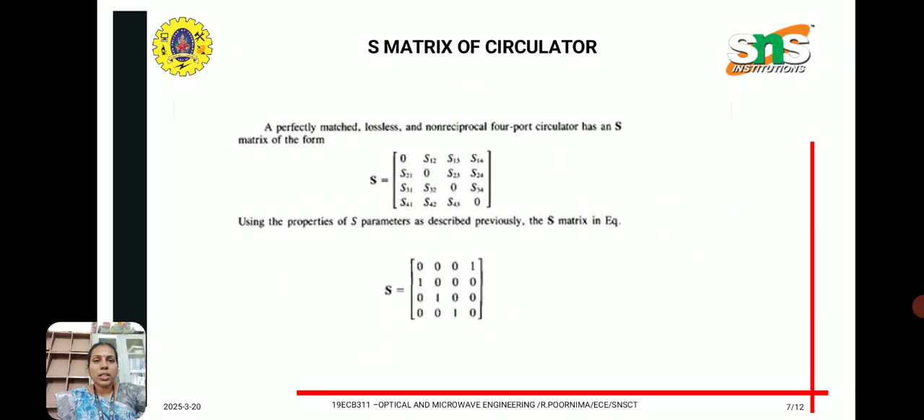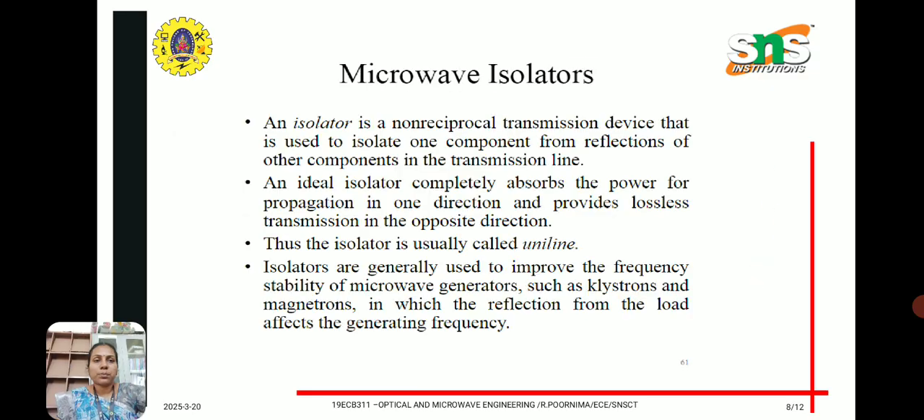And we get the S matrix of the circulator like this. For a perfectly matched lossless circulator, we get the S matrix from S11 to S44, with values 0, 0, 0, 1. In this first row, the value of S14 becomes 1 because the wave travels from port 4 to port 1. Like this, for the remaining rows, we get S21 as 1, S32 as 1 and S43 as 1. So this is the S matrix of the circulator.